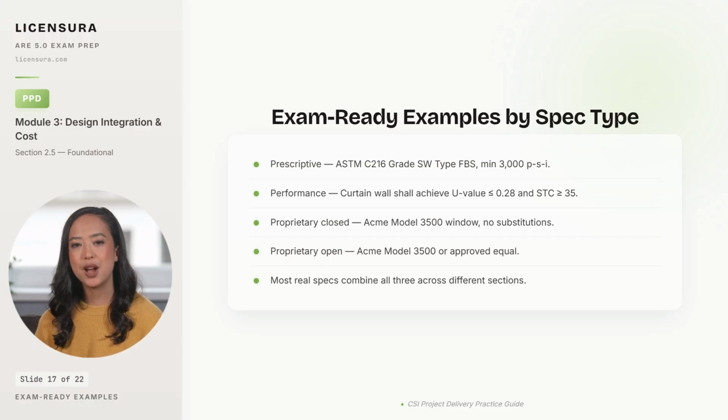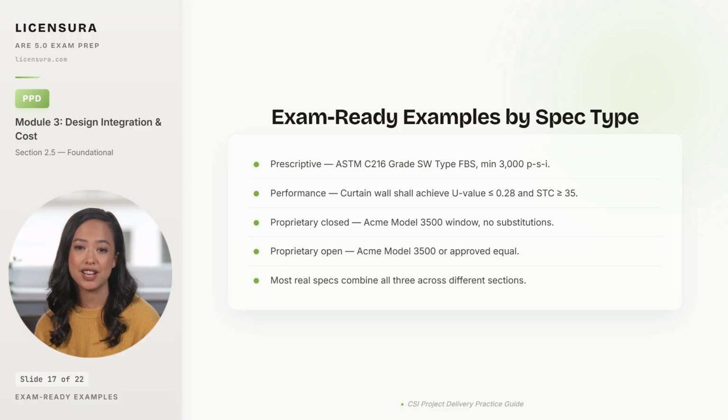Proprietary closed. Provide Acme Model 3500 Series window, no substitutions. This is the most restrictive form and is generally only legal on private projects or when sole source is justified. Proprietary open. Provide Acme Model 3500 or approved equal. Preserves the design intent while allowing competitive bidding, which is why it dominates public work.